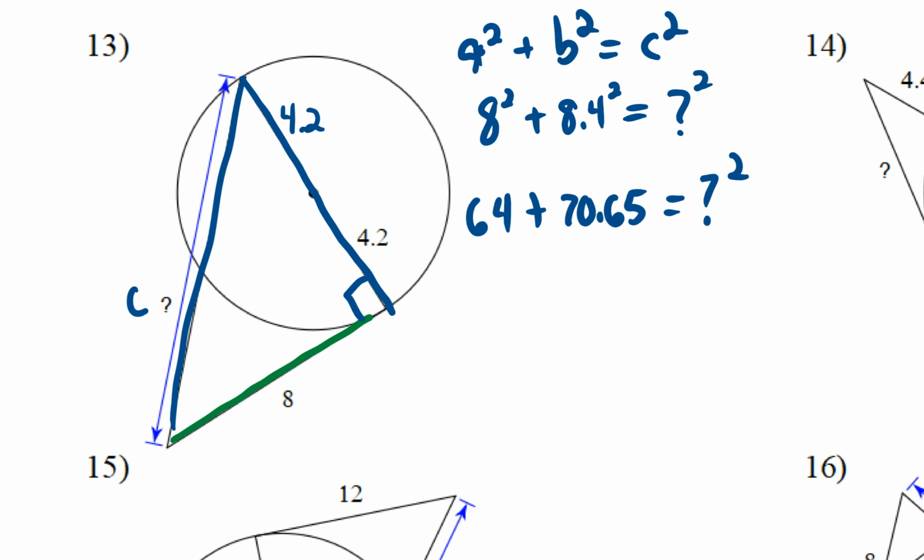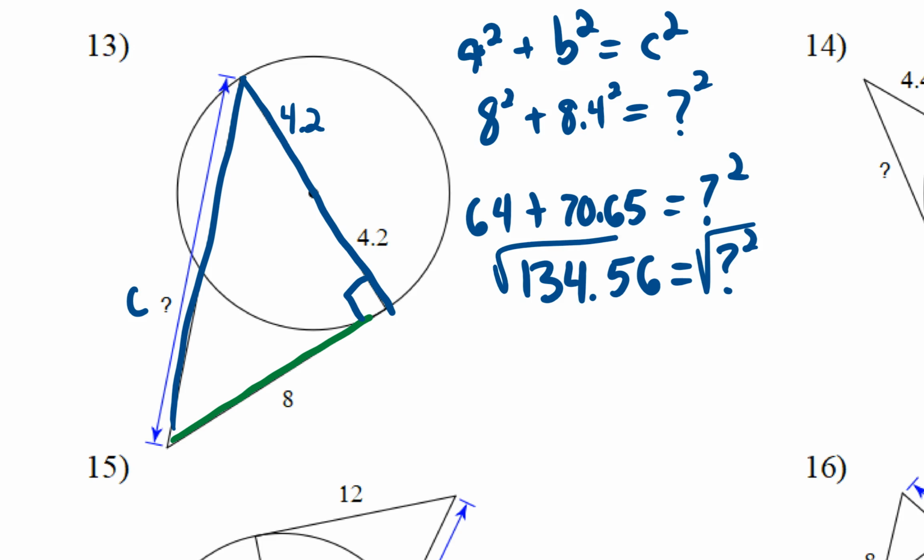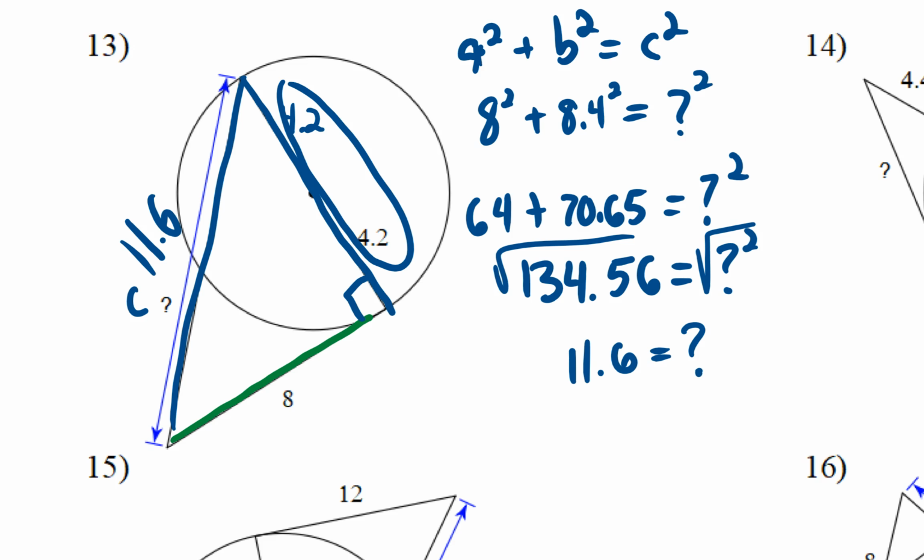Now we combine these like terms and get 134.56 equals question mark squared. To solve this, we take the square root of both sides, and we get 11.6 for the value of our hypotenuse. So that is 11.6 there. Key thing here, a lot of people forget to double that radius to get that whole diameter. That's the line we're looking at. So that's the thing to focus on in these problems. Make sure you're getting the whole length that's needed.